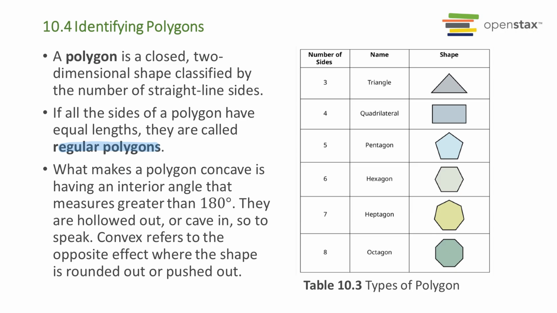What makes a polygon concave is having an interior angle that measures greater than 180 degrees. And so it kind of looks like they're hollowed out or caved in, so to speak. And then convex refers to the opposite effect, where the shape is rounded out or pushed outward. So think about if you had something that looked like that. Here, the interior angle is greater than 180 degrees. That would be concave.